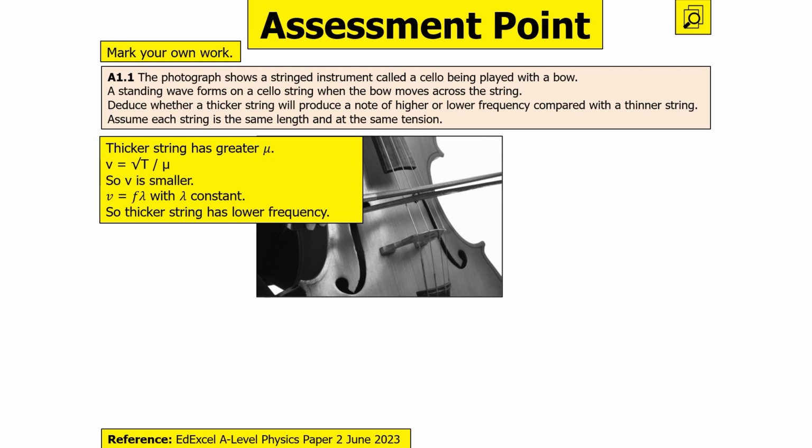So if you've got a thicker string, mu is going to be a bigger value, T is going to stay constant, so therefore if T is staying constant and mu is getting bigger, V will therefore be getting smaller. Now we know V equals F lambda, and the wavelength lambda will stay constant. So therefore, if we are going to maintain that value of V, that tells us we've got to have a lower frequency with that thicker string. And you can also think to yourself, if it's a thicker string, it's harder to move, it's going to need more energy, so therefore its frequency of vibration will be lower.